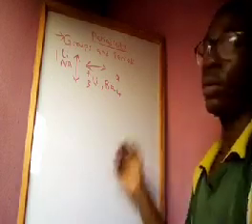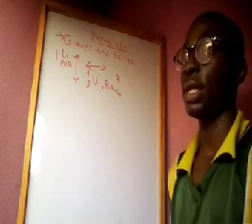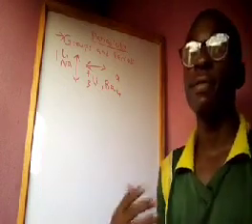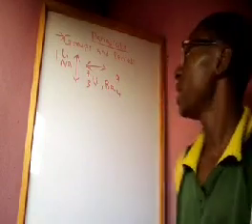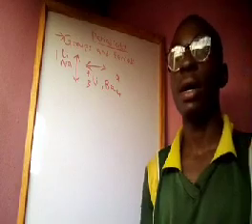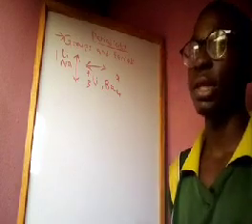Elements in group 4 include carbon and silicon. That's the carbon family. Then elements in group 5 include nitrogen and phosphorus. That's the nitrogen family. And then elements in group 6 include oxygen and sulfur. So oxygen and sulfur are in group 6, or the oxygen family.